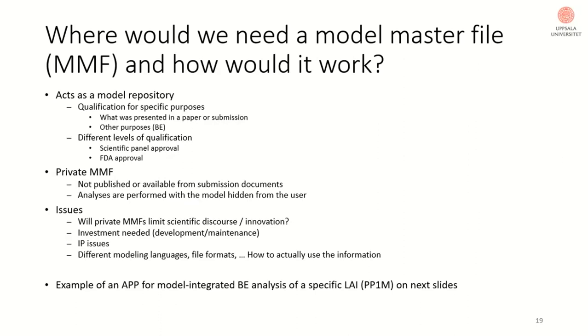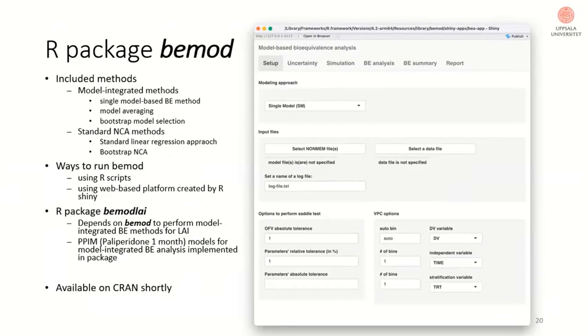The last thing I wanted to show was a way that we've sort of thought about this idea of giving a model to people to use for a specific purpose. So in our work, we've been developing a package called BE-mod, which includes a number of model integrated BE methods, as well as standard NCA-based methods. And you can run this in R based on a script or a Shiny platform, which I'm showing here.